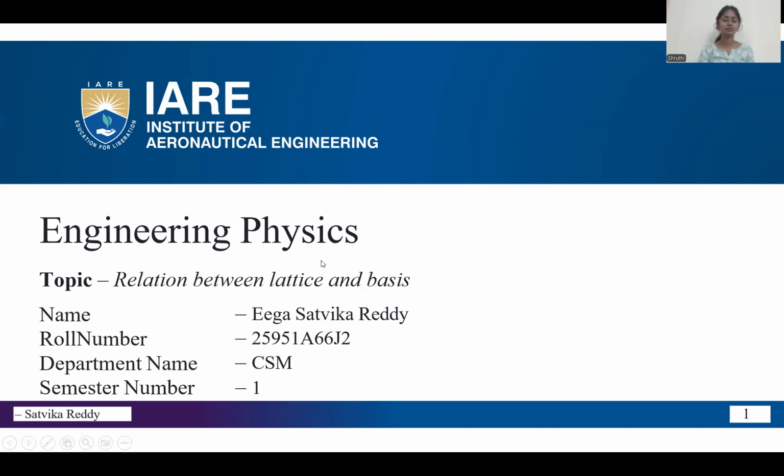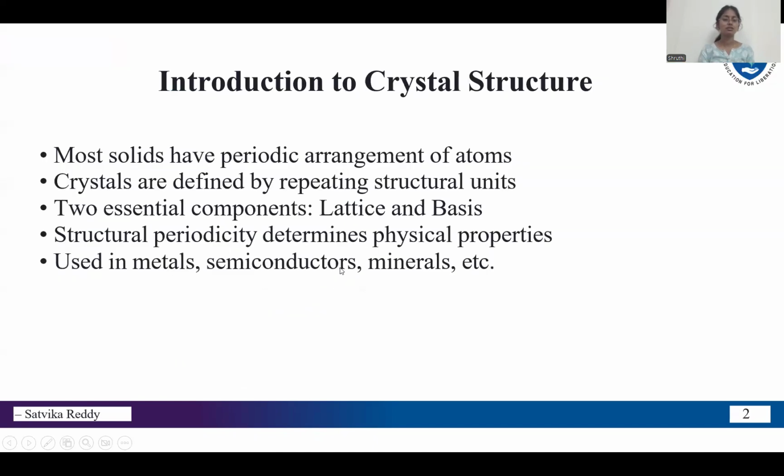Introduction. Most solids have a periodic arrangement of atoms. Crystals are defined by repeating structural units. Two essential components: lattice and basis. Structural periodicity determines physical properties. This is used in metals, semiconductors, minerals, etc.